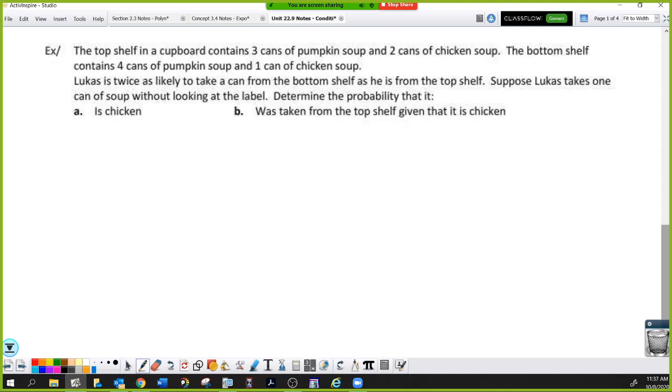Anyway, the top shelf in a cupboard contains 3 cans of pumpkin soup. That's the appropriate time of the year. And 2 cans of chicken soup. The bottom shelf contains 4 cans of pumpkin soup and 1 can of chicken soup. Lucas is twice as likely to take a can from the bottom shelf as he is from the top shelf. Suppose Lucas takes 1 can of soup without looking at the label. Let's determine the probability that it was chicken.